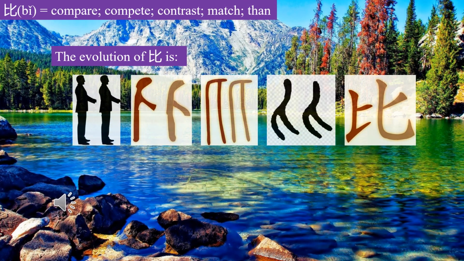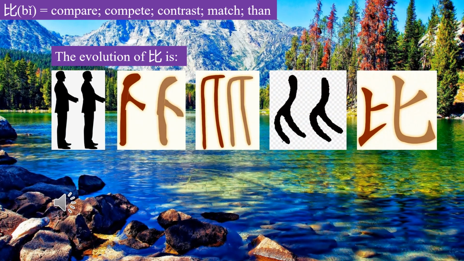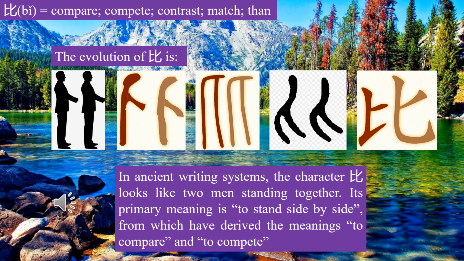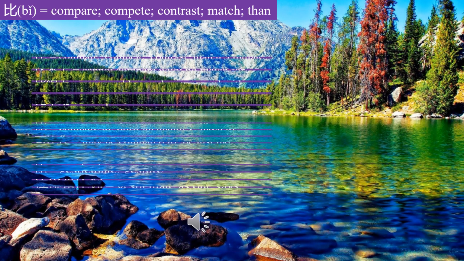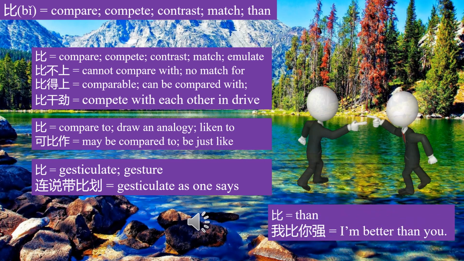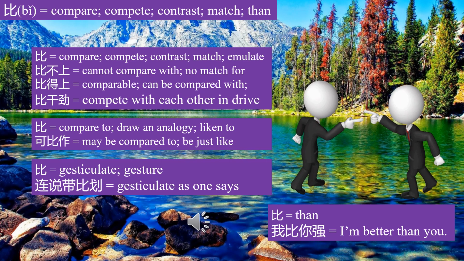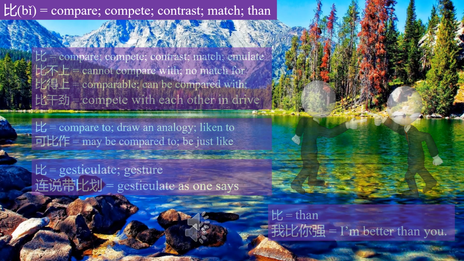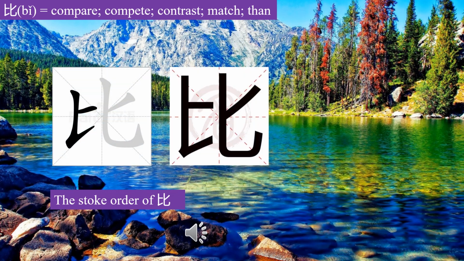Let's learn the character bi, the evolution of bi. In the ancient writing system, the character bi looks like two men standing together. Its primary meaning is to stand side by side, from which have derived the meanings to compare and to compete. Bi means compare, compete, compare to, gesture. Bi means than. 我比你强, I'm better than you. The stroke order of bi.